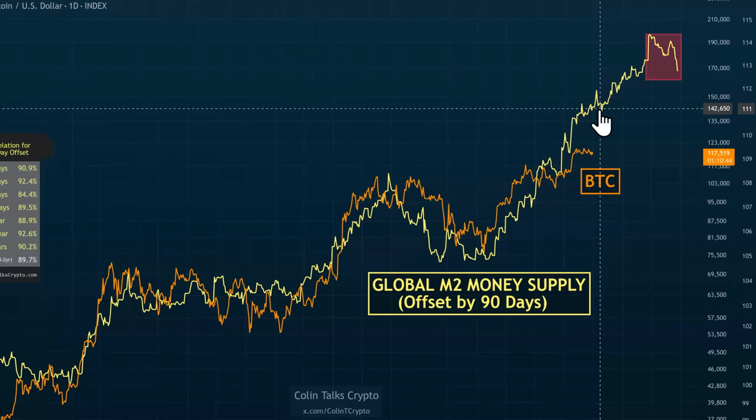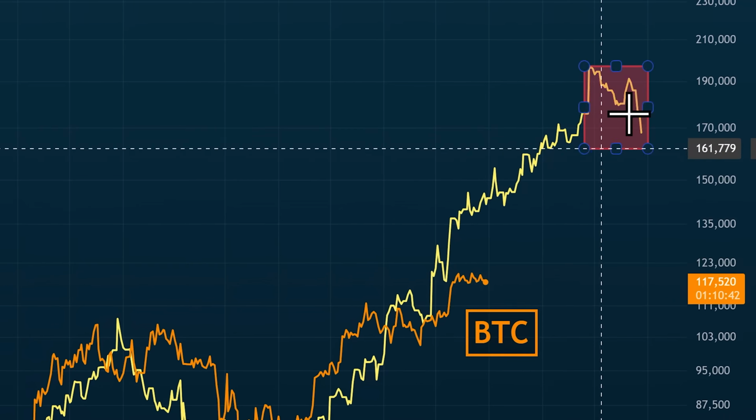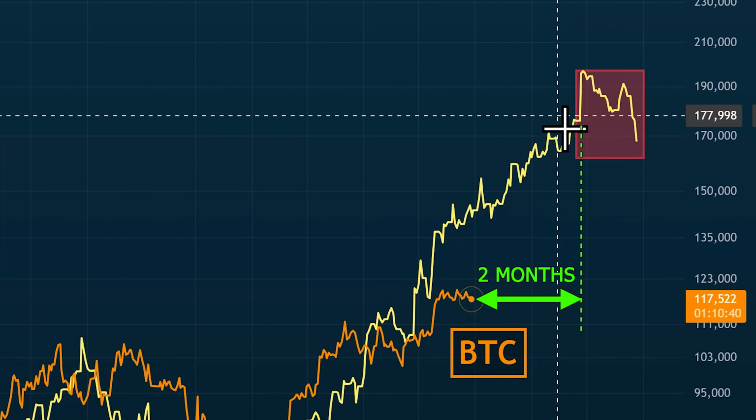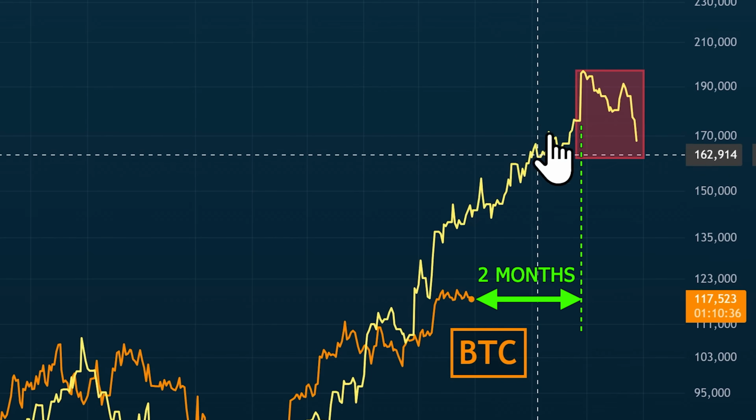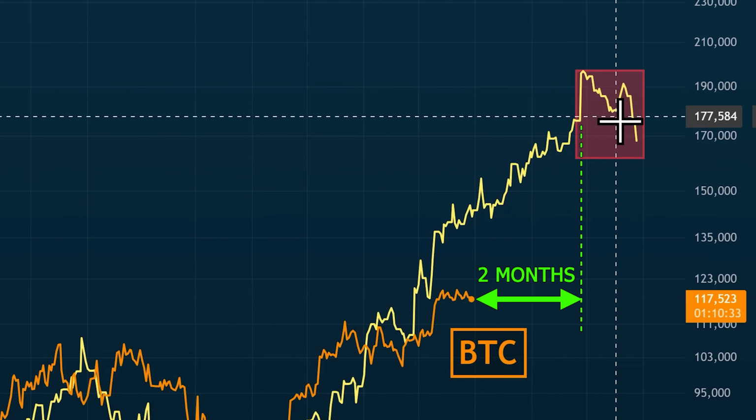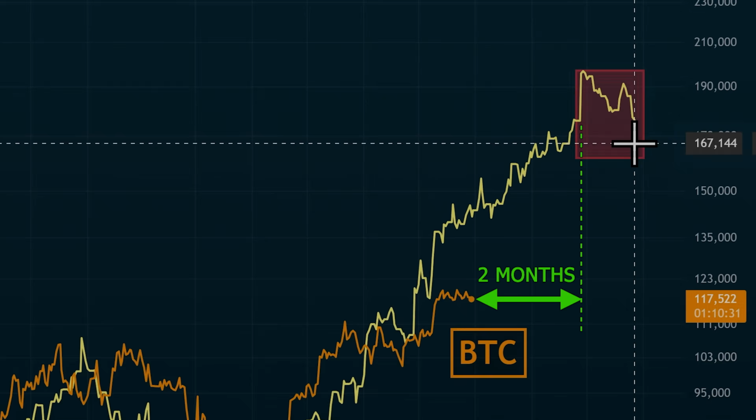Looks like in 2 months, regardless of whether this is a final top or whether this is a sub-peak, we are in for both a parabolic move, but also a pretty significant crash or correction.